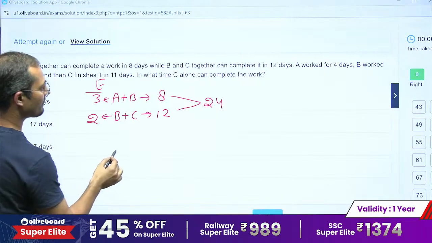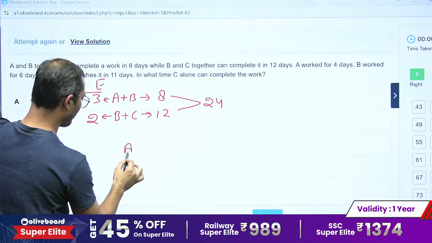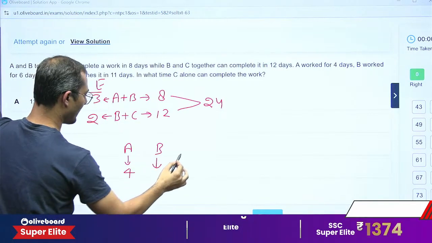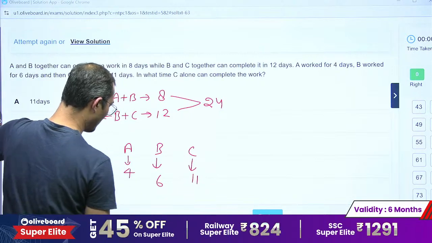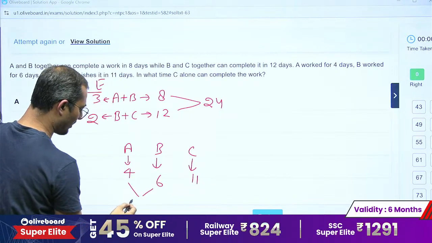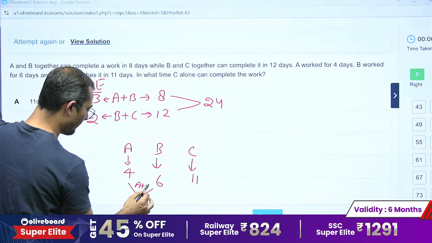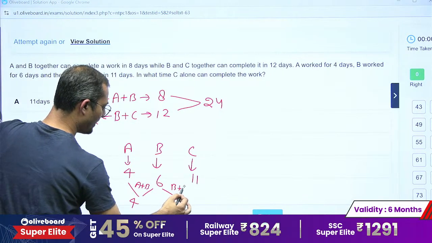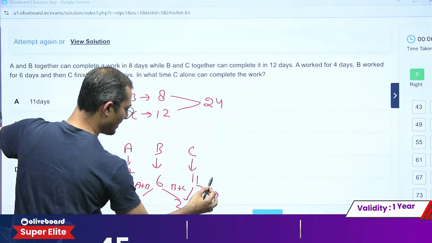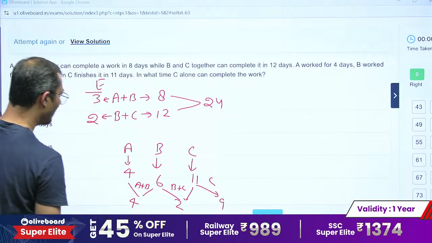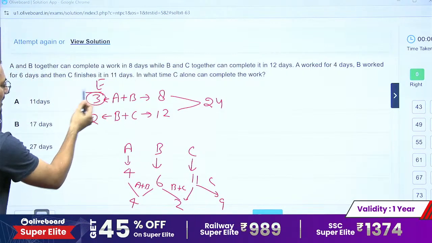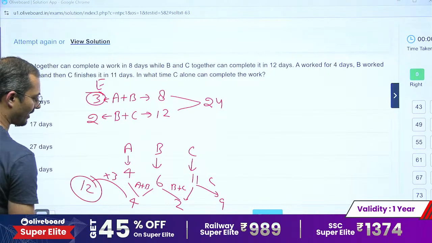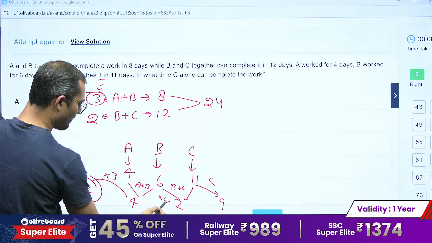So A is working for 4 days, B is working for 6 days and C is working for 11 days. We are just making their time equal, right? So A plus B working 4 days, so B is getting 2 days, B and C for 2 days. Now C is alone going to work 9 days, right? So we can say that A and B together can complete 3 units of work, so in 4 days they will complete only 12 work, right? B and C in 2 days will complete 4 work, right?